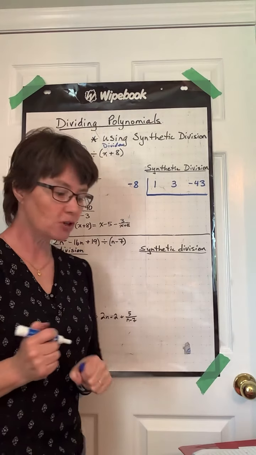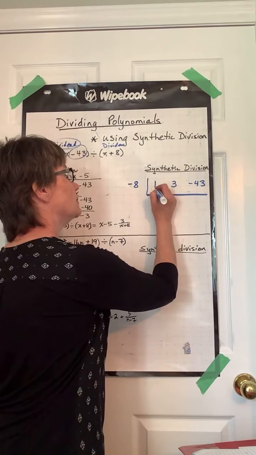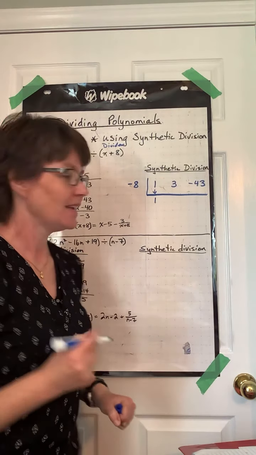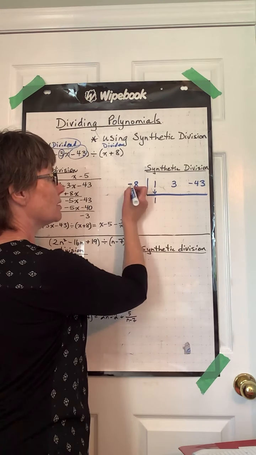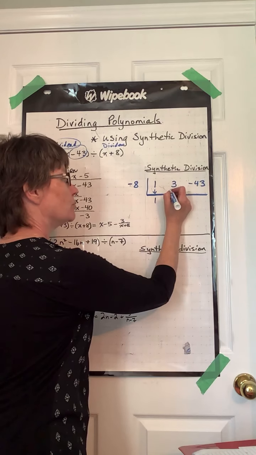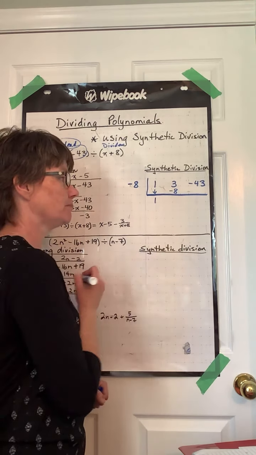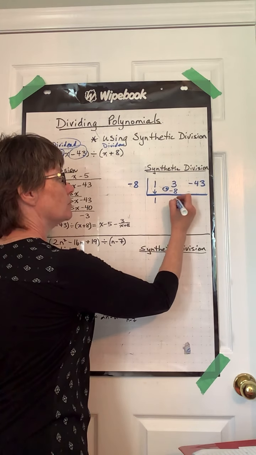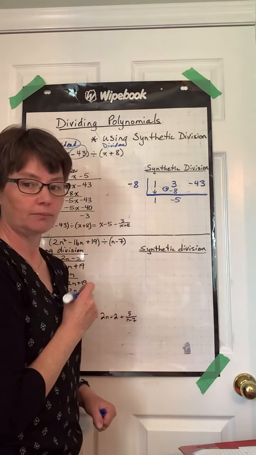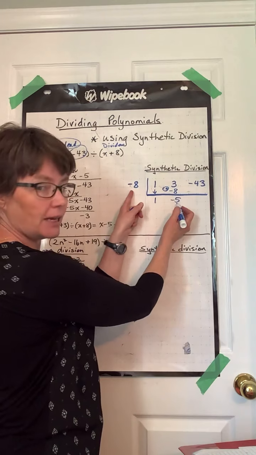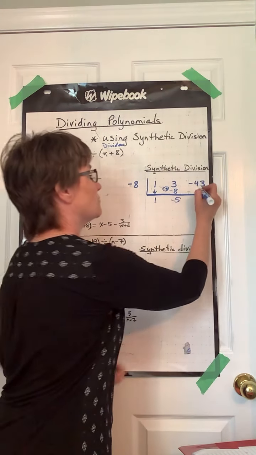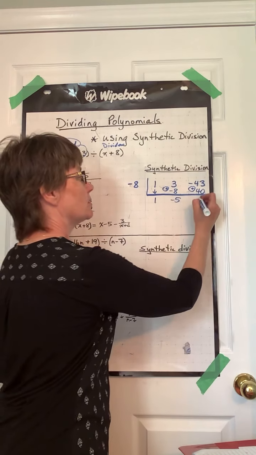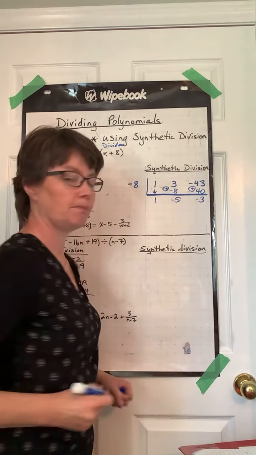All right, now, first step, bring down the 1. Okay, so there's 1. Next, we're going to multiply 1 times negative 8 and put it here. That's negative 8. Then we're going to add these two numbers together, which equals negative 5. Now we're going to multiply negative 5 by negative 8, which gives us 40. And again, we're going to add these two numbers, which gives us negative 3.